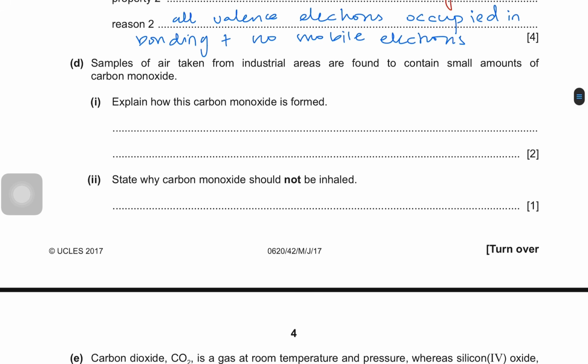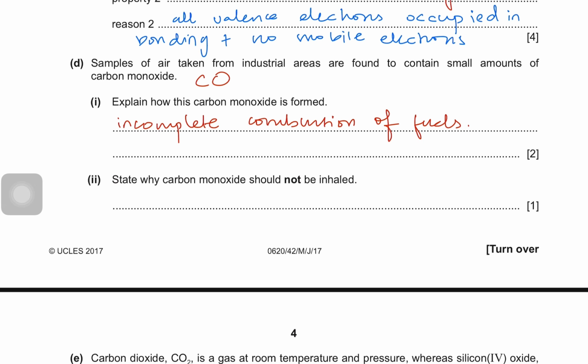Samples of air taken from industrial areas are found to contain small amounts of carbon monoxide. Carbon monoxide looks like this. Explain how carbon monoxide is formed. So you can say incomplete combustion of fuels. That is enough because you're talking about incomplete and you're talking about combustion of fuels.